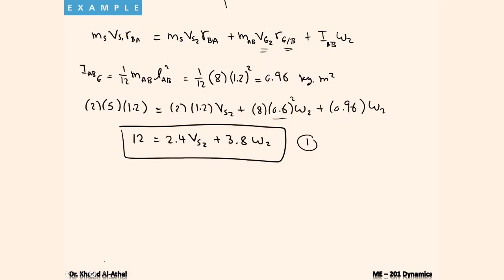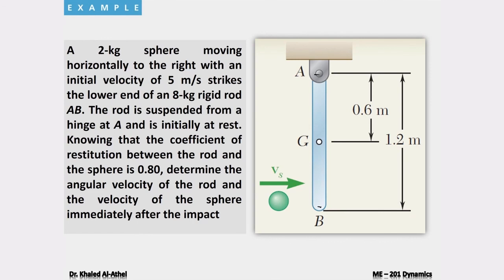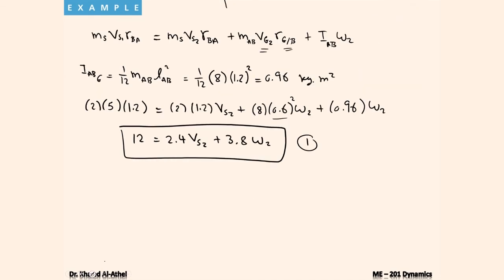Should equal to, now instead of using VB, I'm going to relate VB with omega. So VB equals omega 2 times R from B to O, which is the whole length, 1.2. So I'm going to write VB as 1.2 omega, because I want everything to be in terms of the same unknowns. So 1.2 omega 2 minus Vs2, which I don't know.